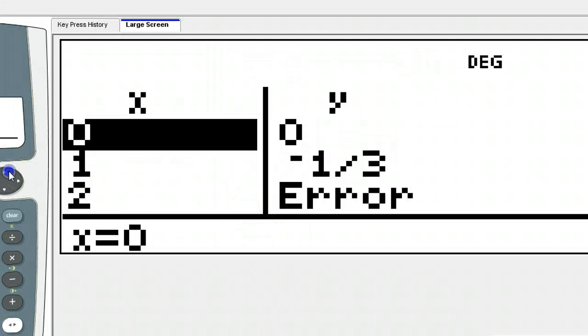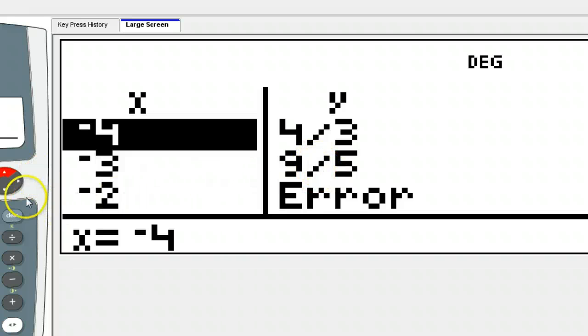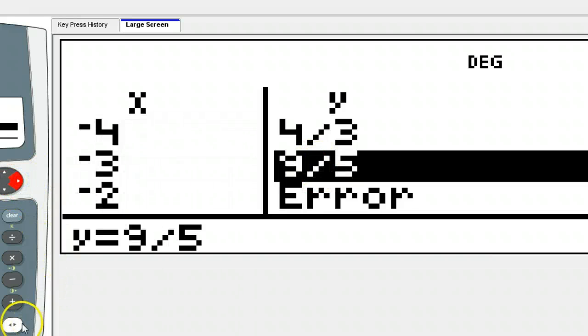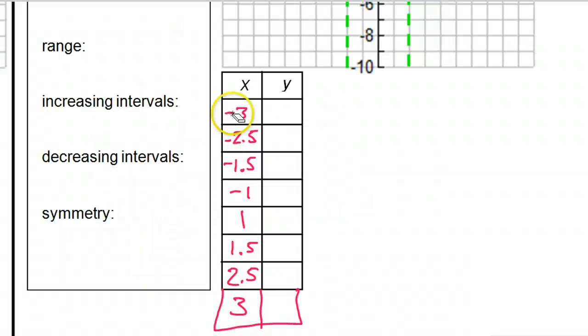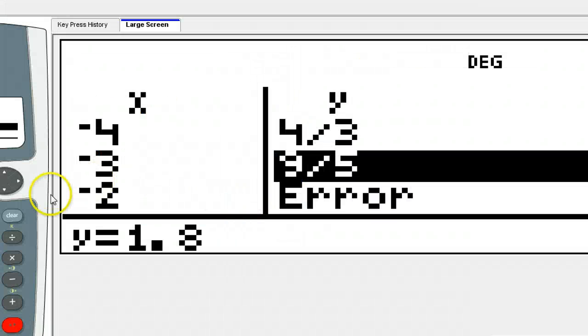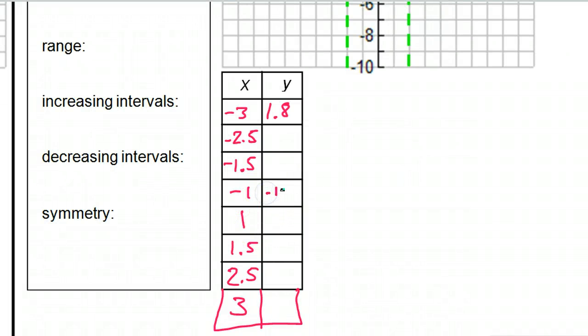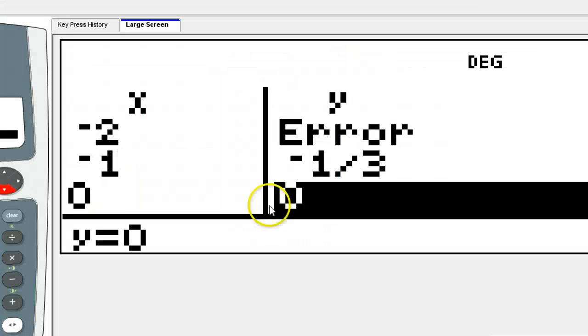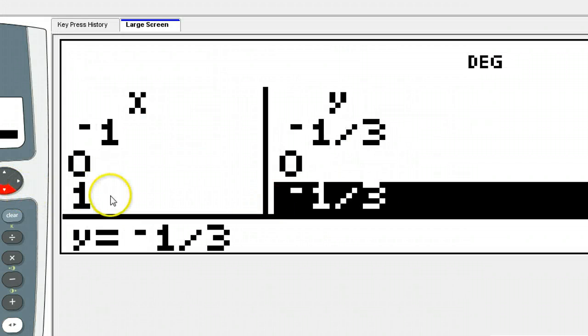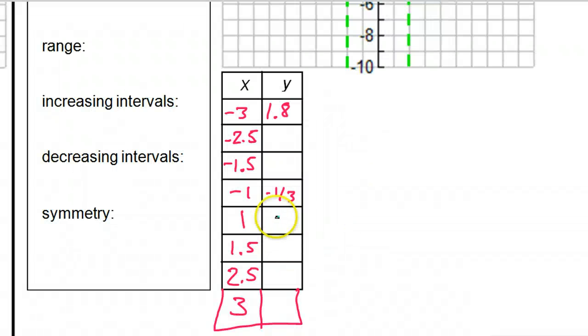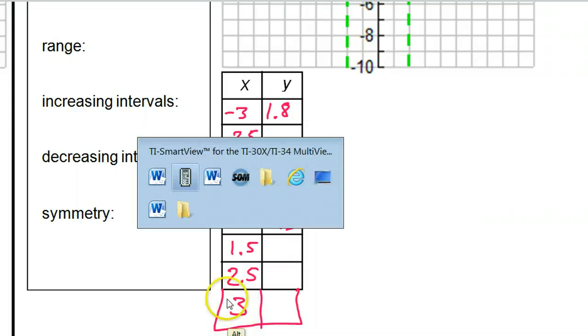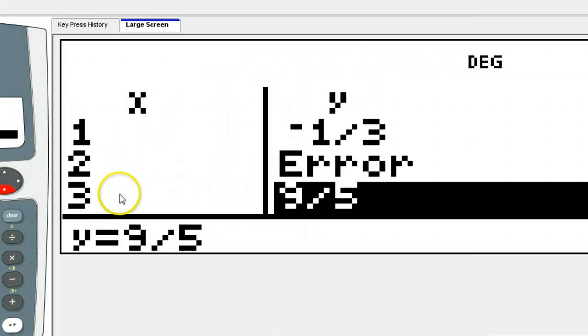So for example, negative 3 is 9/5. Okay, toggle that, that's 1.8. Okay, at negative 1, we've got negative 1/3. I think I'll just leave that negative 1/3 because I know what that looks like. At positive 1, we've got another negative 1/3. Okay, I'll do the decimals later. And 3. At 3, we've got 9/5, which is 1.8.